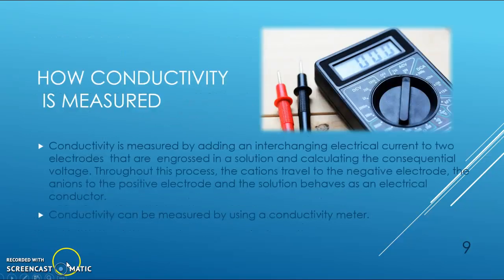How conductivity is measured. Conductivity is measured by applying an alternating electrical current to two electrodes that are immersed in a solution and calculating the resulting voltage. Throughout this process, the cations travel to the negative electrode, the anions to the positive electrode, and the solution behaves as an electrical conductor. Conductivity can be measured using a conductivity meter.